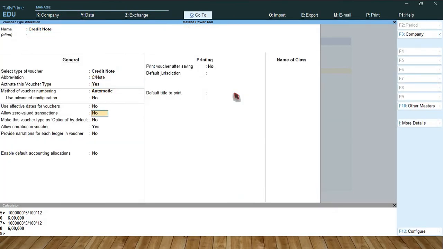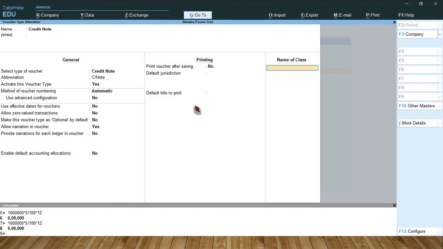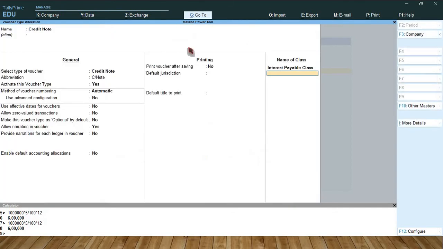So come to the name of class. Here you have to type interest payable class. Press enter. Use class for interest accounting, set to yes. Amounts to be treated as compound interest, set to no. Accept.